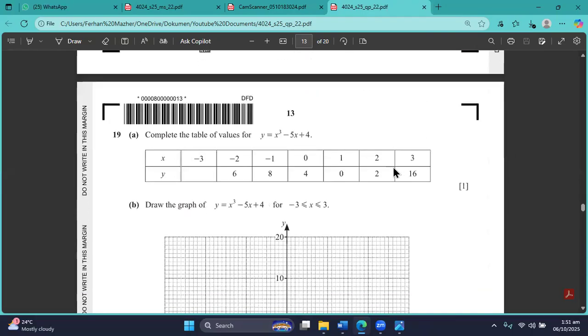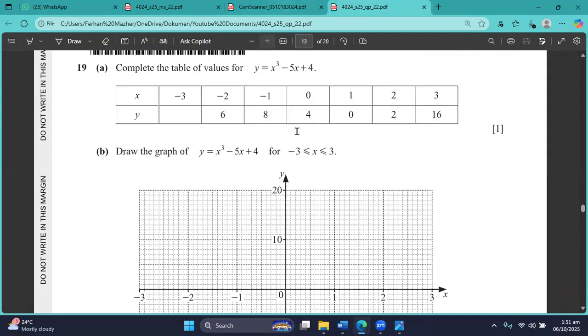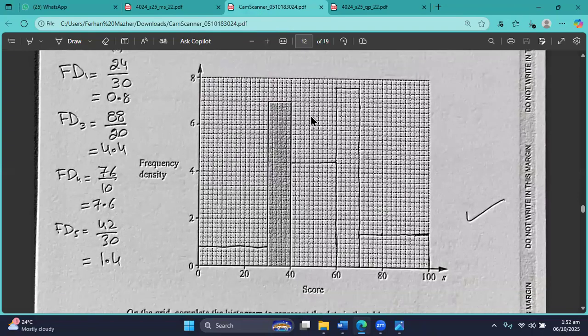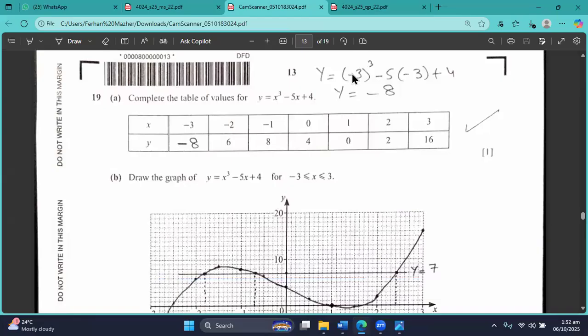Okay, so then we have question number 19, its A part. Here he says complete the table of values for y equals x cubed minus 5x plus 4. So in the place of x here, substitute minus 3. I have done this. Let me show you. In the place of x, I have substituted minus 3. So you can see the answer, you get minus 8. So you write the minus 8 here.